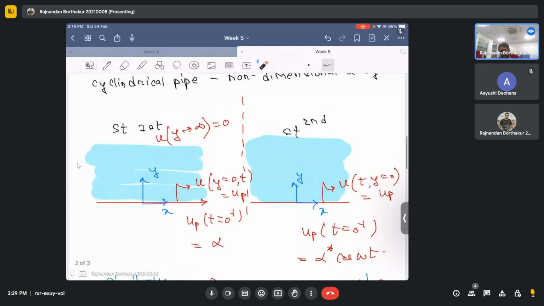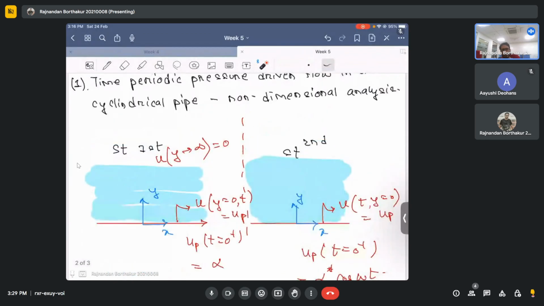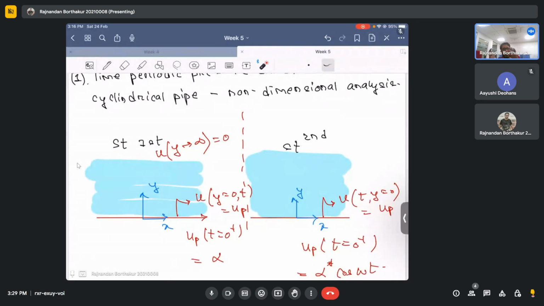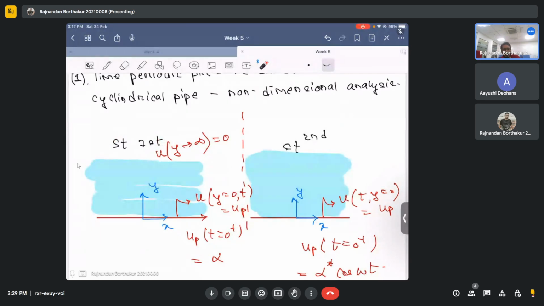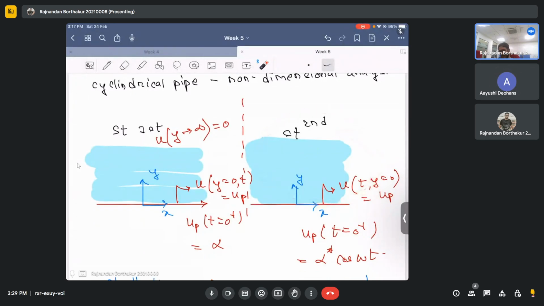See, the difference lies in this, listen to this very carefully. In the Stokes first problem, we did not have a defined time scale. Do we have a defined time scale for this problem? Can you tell me that? Did we have a defined time scale? No. No, right? However, in the Stokes second problem, we had a defined time scale. So can you tell me what will be the characteristic time scale of this problem?